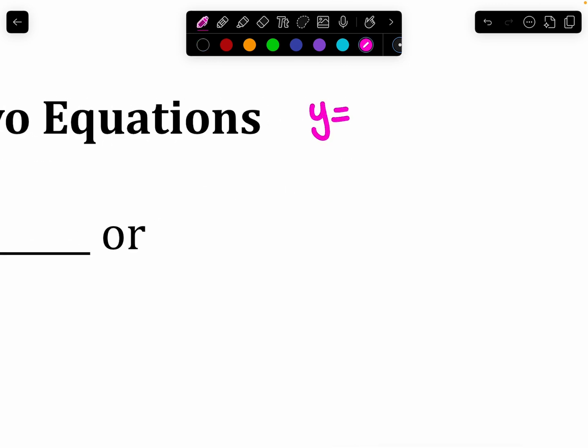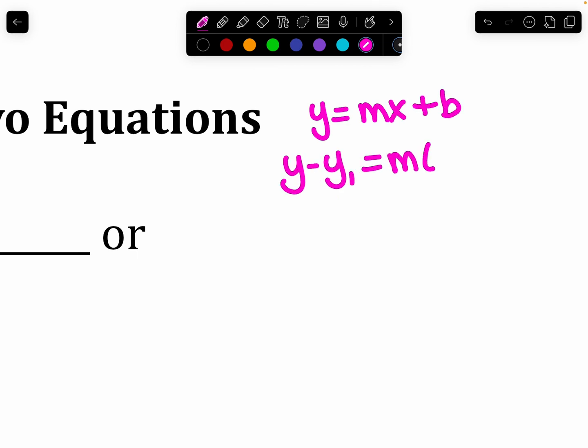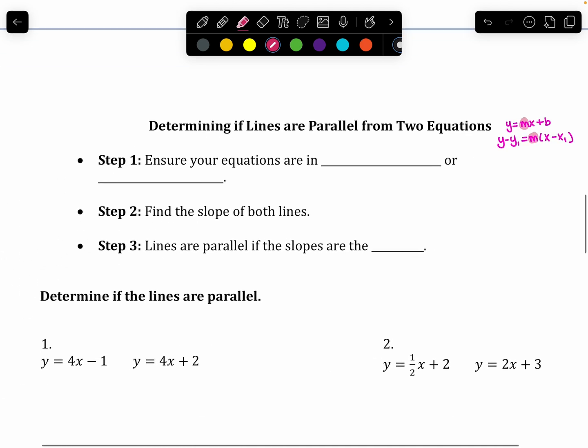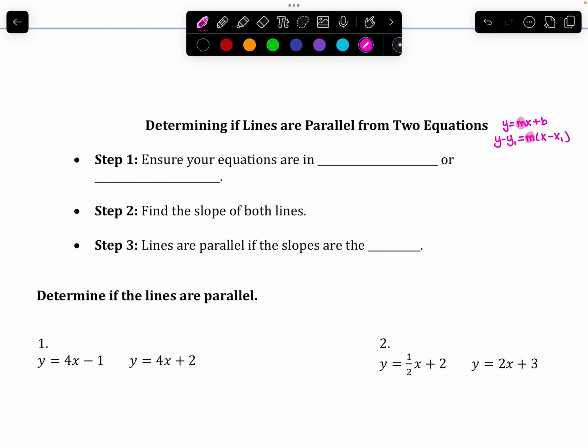The only two equations that do give you slope are slope-intercept form and point-slope form. So if your equation is not in one of these two forms, you have to convert it to be in one of these two forms because we have to know what that value is right there. If we don't have it in slope-intercept or point-slope form, then we don't know the slope. So it says ensure your equations are in slope-intercept or point-slope form. If they are not, you're going to have to convert. Okay, so just keep that in mind.